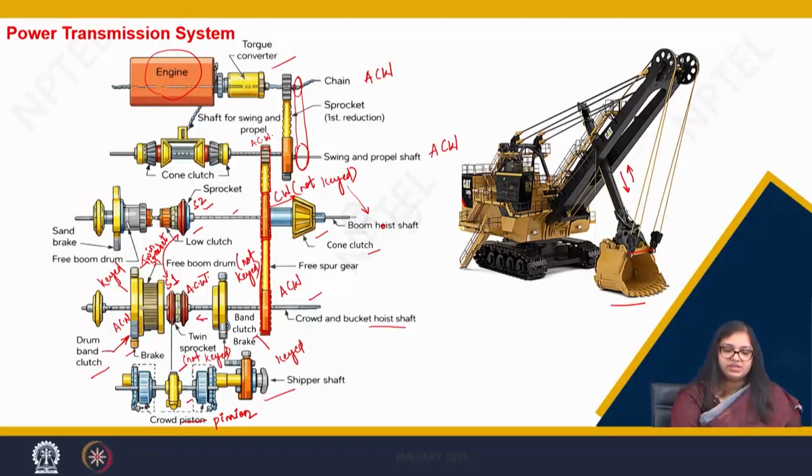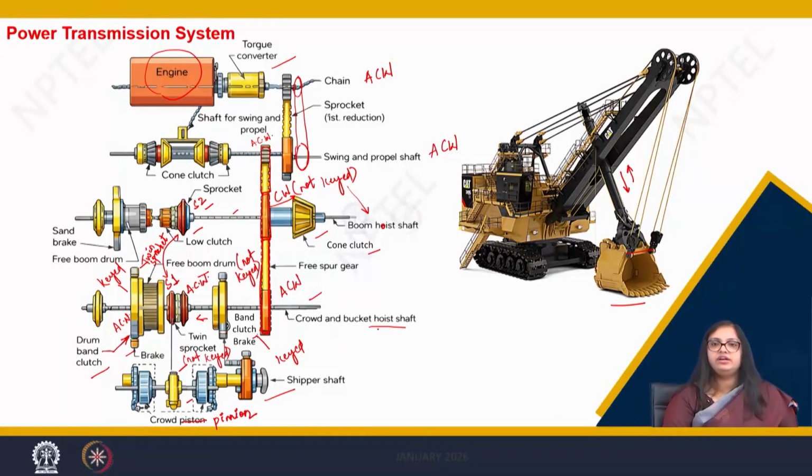So, my S1 and S2 rotate in clockwise direction, that leads to the clockwise direction of the sprocket housed on the shipper shaft, and this leads to the clockwise movement of the crowd pinion, and that leads to the backward movement of the dipper stick. I hope you understood how the dipper stick is moving forward and backward. So, let me just reiterate again.